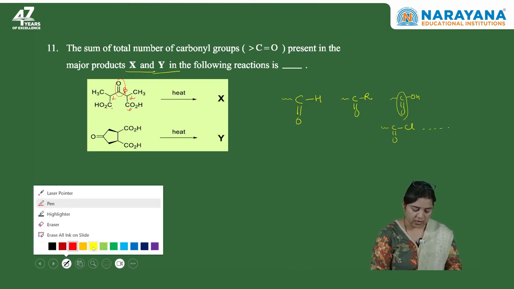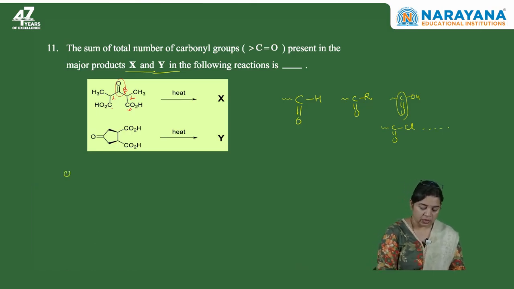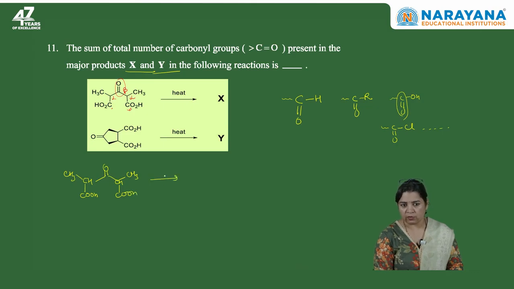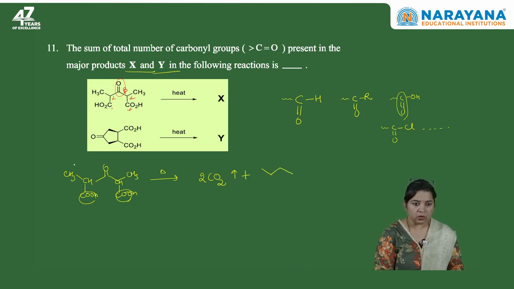So if we heat this compound, that is CH3C(=O)CH(COOH)... CH3CH COOH. If you heat it, then these beta keto acids on heating will result in loss of 2 molecules of CO2. They will be released as gas. And what we are left with, let us check, 1, 2, 3, 4, 5.